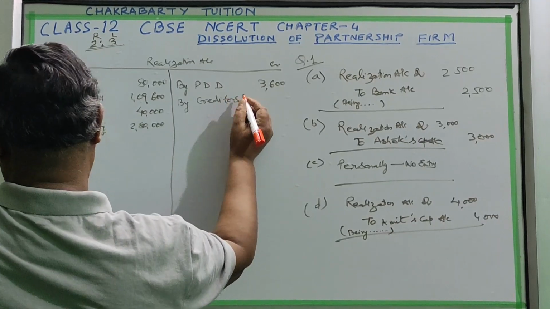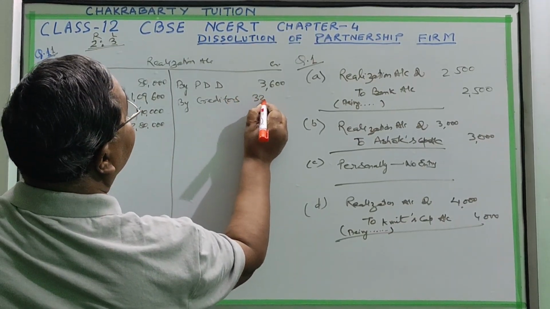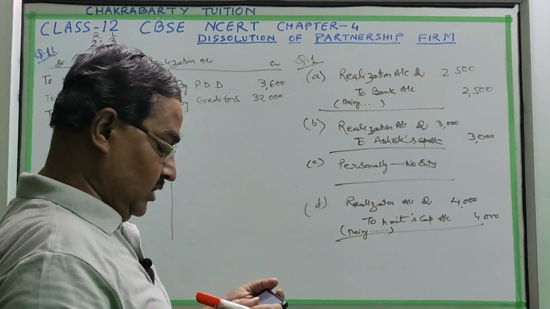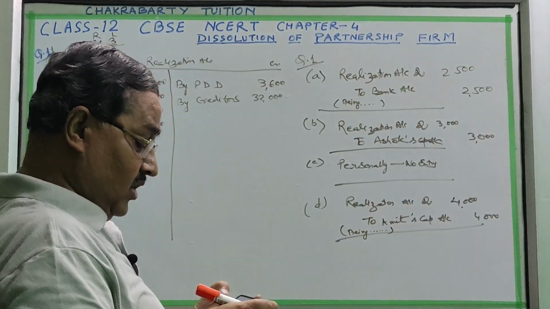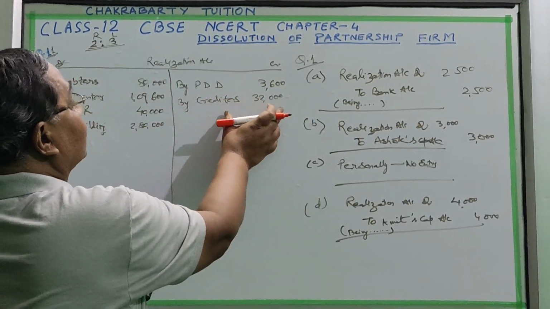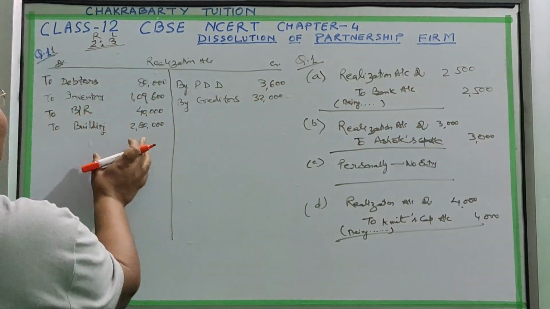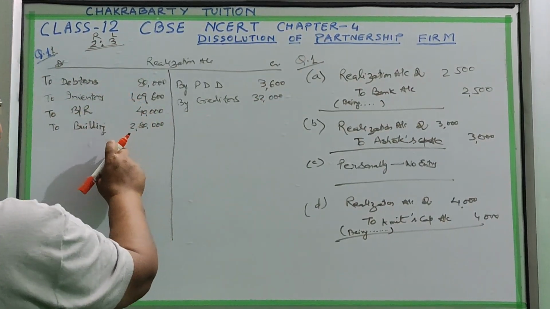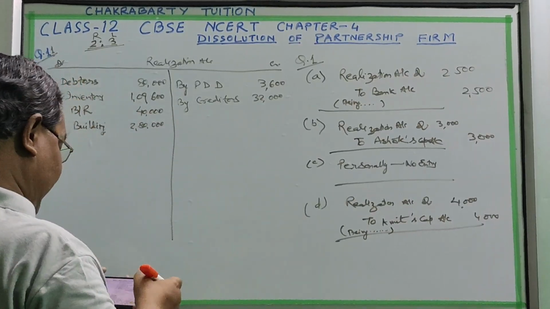By creditors 32,000. This will come here. Other profit and loss or Lily's loan account, these will not come here. So likewise we used to transfer all the liabilities and all the assets. Hereafter what happens, these assets are sold or taken by the partners.